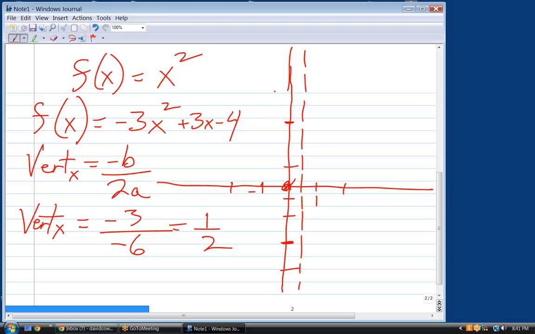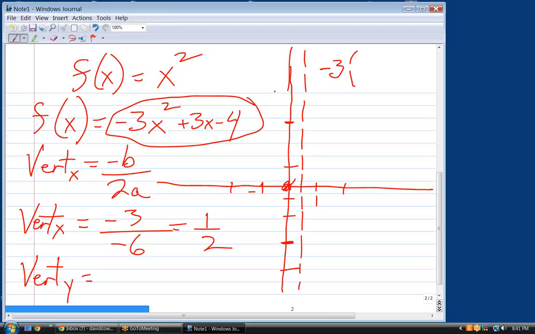Now, I still don't know where my vertex is because I still don't know where the y-coordinate is. So how do you get the y-coordinate of the vertex? Plug in the x-coordinate into the function. So wherever you see x, you put in 1/2. So that becomes minus 3 times 1/2 squared plus 3 times 1/2 minus 4. Well, what's 1/2 squared?